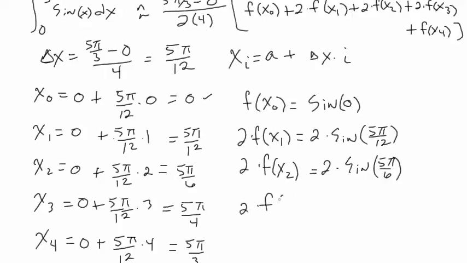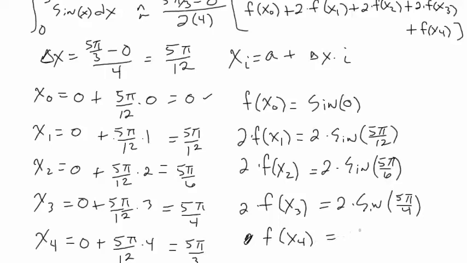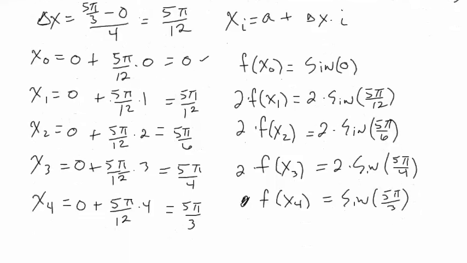2 times f of x3, so 2 times sine, and that's going to be 5 pi fourths, and then we got 2, no, we're done. x4, because this has a coefficient of 1. So f of x4 is equal to sine of 5 pi thirds, as you can see here, 5 pi thirds. Alright.